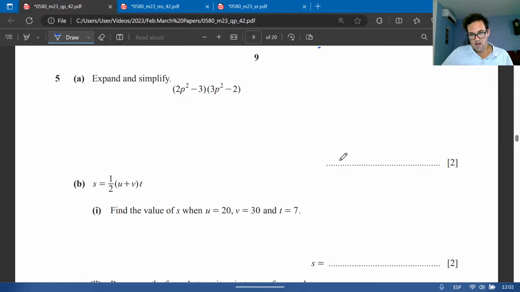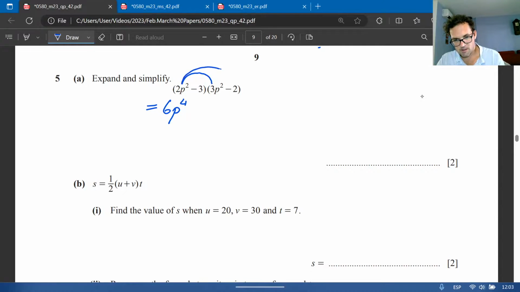Question 5a, expand brackets and then simplify. Let's do that slowly. So first we're going to do using FOIL, yeah? First and first. So numbers, 2 times 3, 6, p squared times p squared is p to the power of 4.